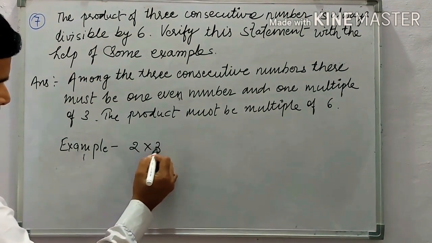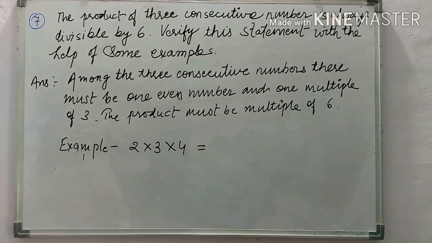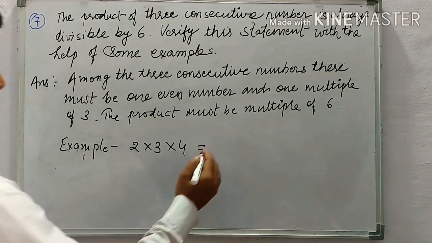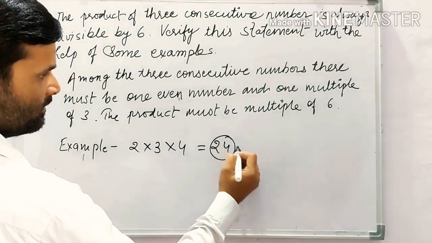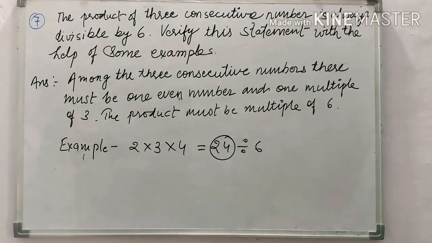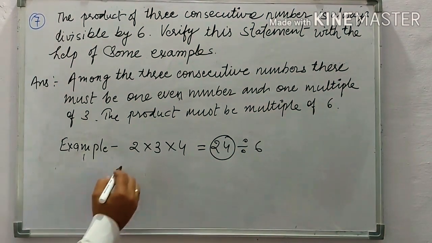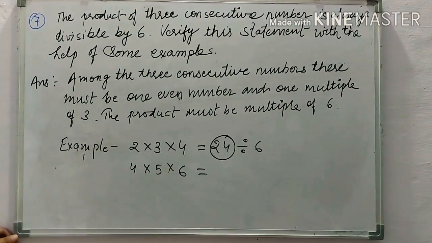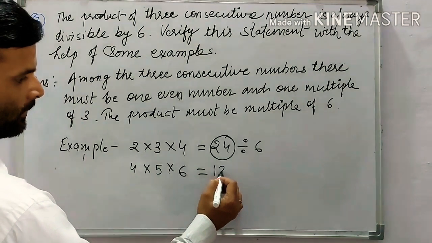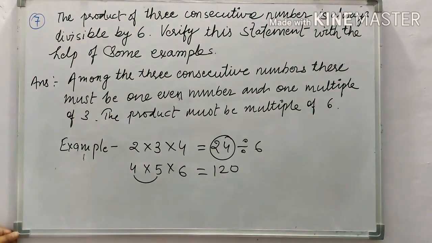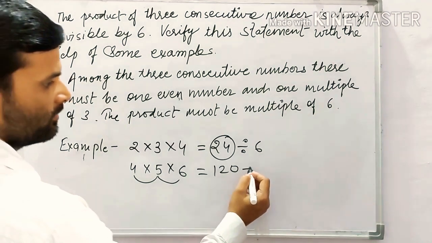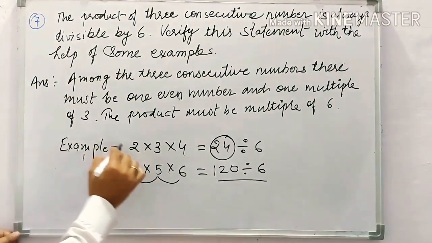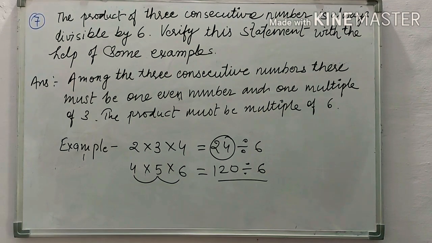2, 3, 4. After multiplying, 2 into 3 into 4 is 24, and 24 is divisible by 6. Okay, and the second example is 4, 5 and 6: 4 into 5 into 6 is 120. 4 5s are 20, 20 6s are 120, and 120 is divisible by 6. This is the first example and this is the second example. Okay.